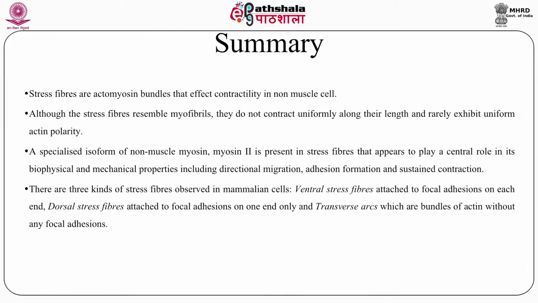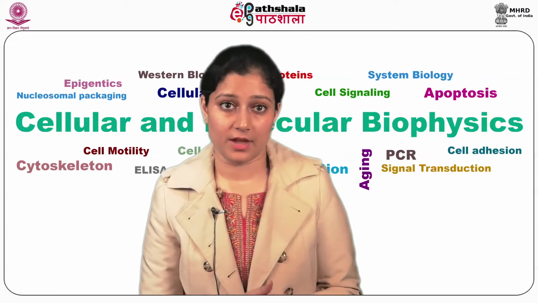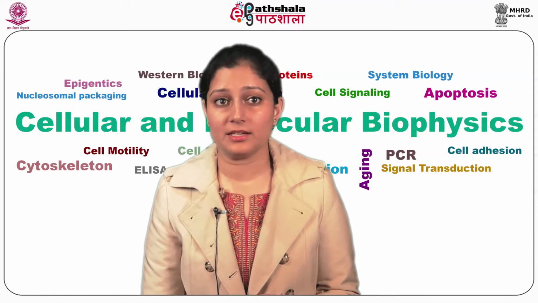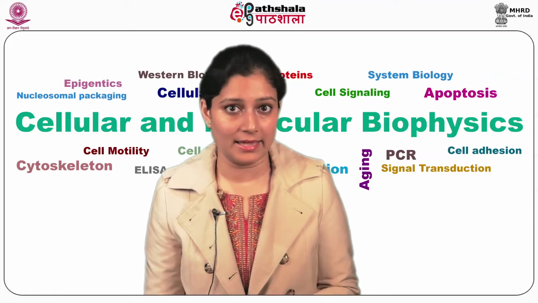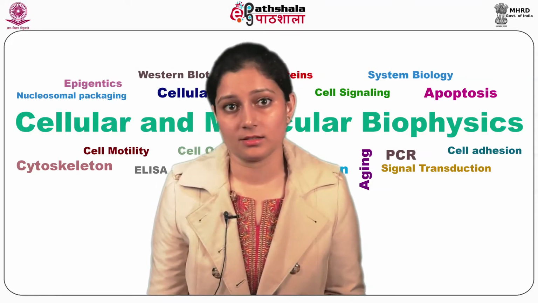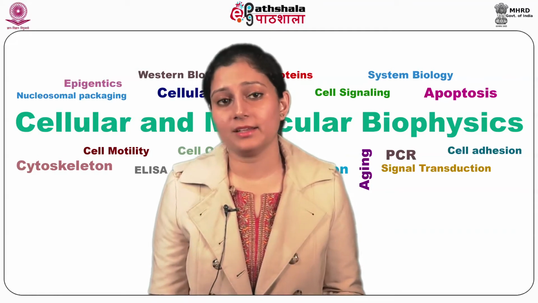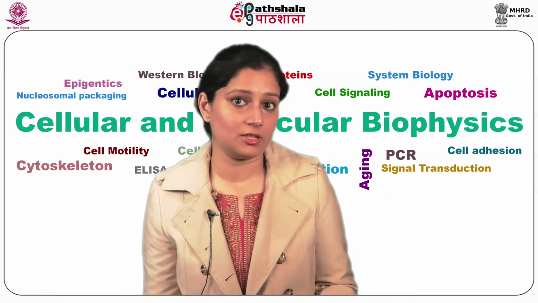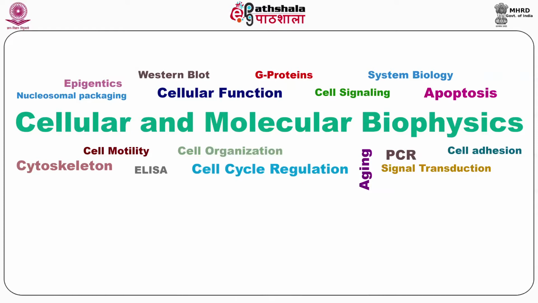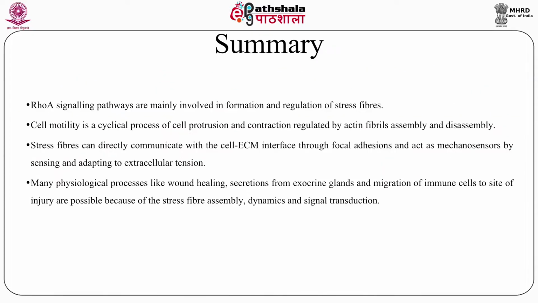There are three kinds of stress fibers observed in mammalian cells. Ventral stress fibers, which are attached to focal adhesions on each end. The dorsal stress fibers, which are attached to focal adhesions only on one end. And the transverse arcs, which are bundles of actin without any focal adhesion attachment. The RhoA signaling pathway is mainly involved in formation and regulation of stress fibers.